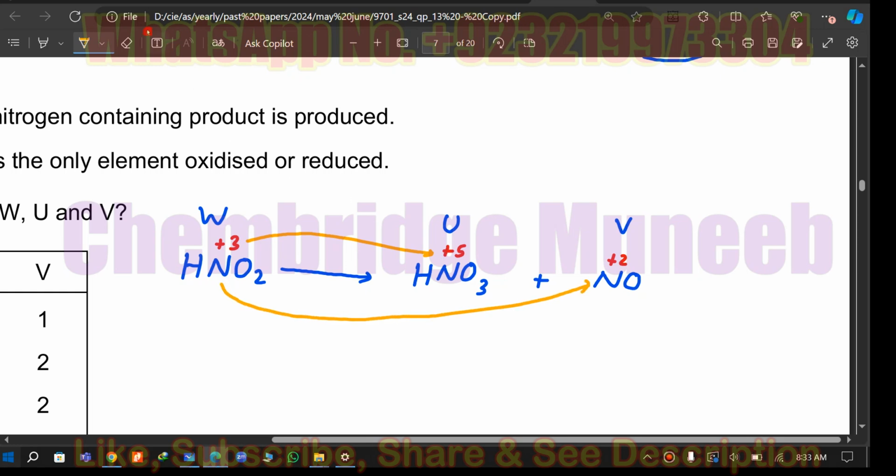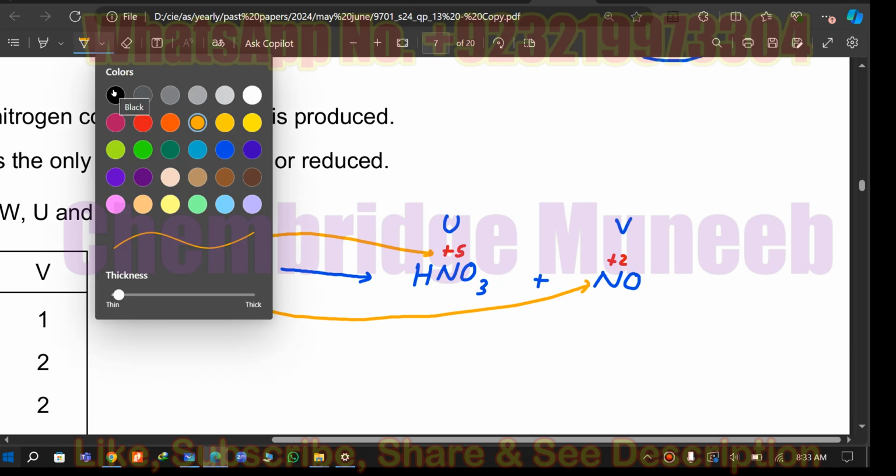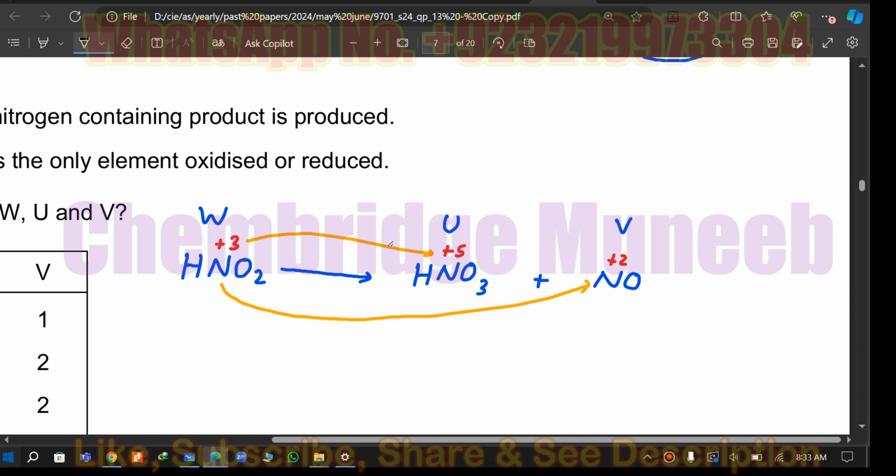Okay, now it is changing from +3 to +5 here, and it is changing from +3 to +2 here. So what it means, the change in the electrons, +3 to +5 means it is losing 2 electrons. So I will write -2 electrons. This minus represents the loss of electrons. There are 2 electrons lost, and in HNO2 to NO there is a change of 1 oxidation number, and it is getting reduced here. Which means it is gaining 1 electron. So I will write 1 electron plus. It is gaining 1 electron when it moves from HNO2 to NO.